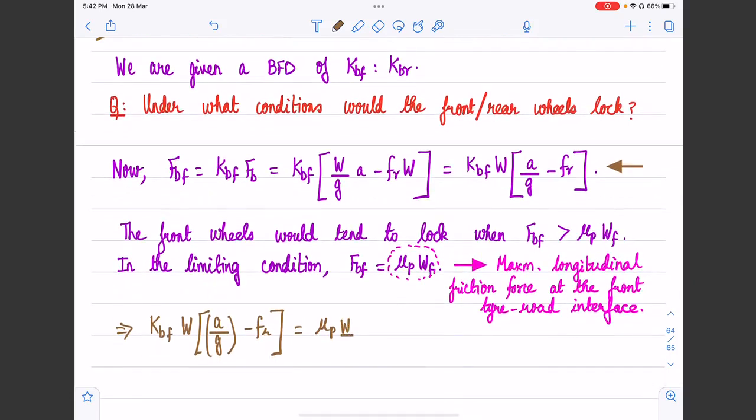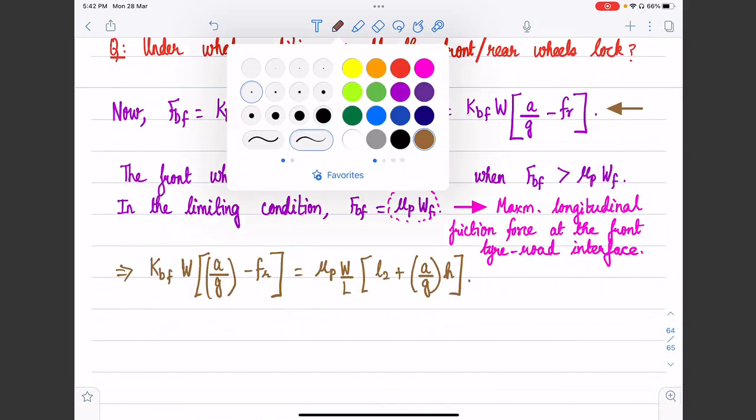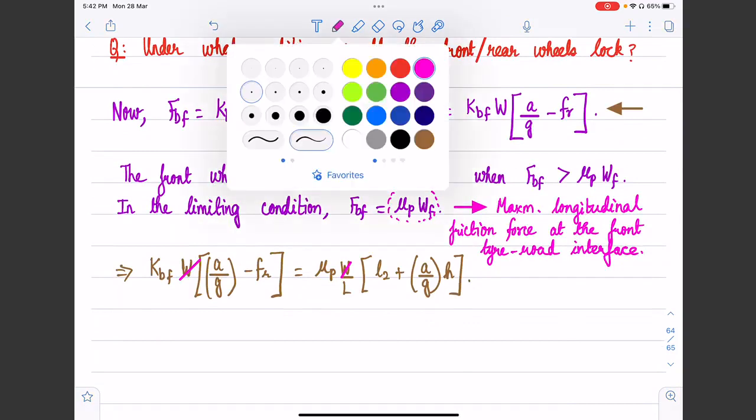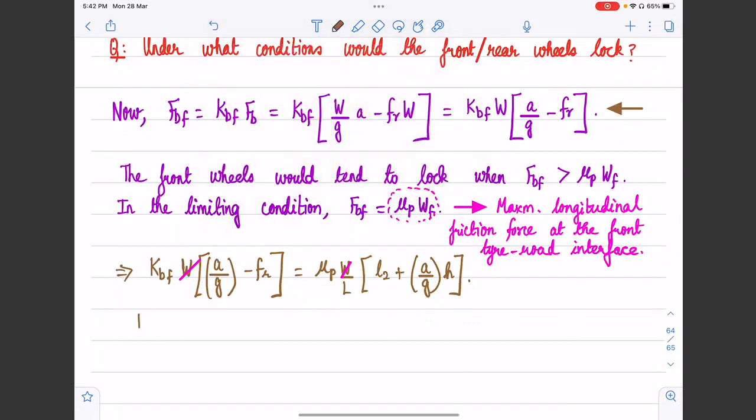That's going to be W by L, L2 plus A by G times H. If we simplify this, W and W get cancelled off on both sides. Then we can simplify things. I bring L to the other side, so I will get KBF L A by G minus KBF FR times L equal to mu P L2 plus mu PH times A by G.